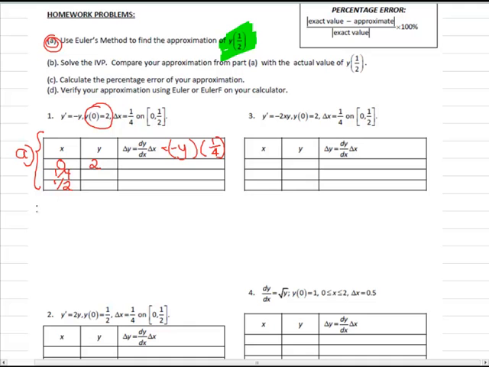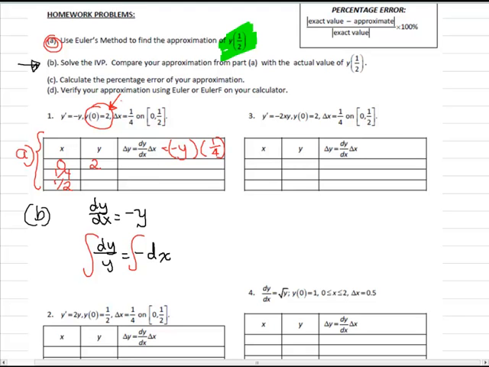The second part of this, part B, is to solve the initial value problem. So I want you to separate the variables. Dy dx equals negative y. Move the y over, integrate and solve. And you have an initial condition, so you're going to calculate the constant. And then you can actually calculate what the actual value is. Once you get this y equals, I want you to figure out what y of 1/2 is.